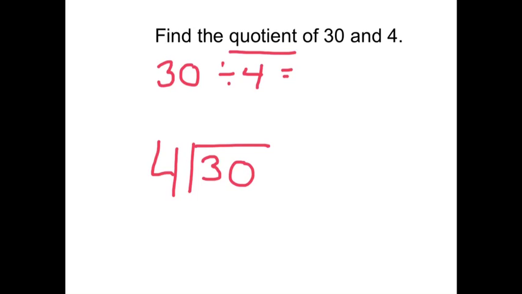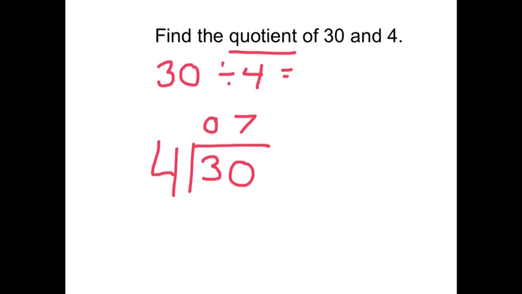So I first look at the 3, and 4 can't go into 3, so I have to put a 0 above it. Now I say, how many times does 4 go into 30? Well, I can skip count. 4, 8, 12, 16, 20, 24, 28. That's 7 times. And if I go to 8, that's 32. That's too much. So I can only go 7 times.